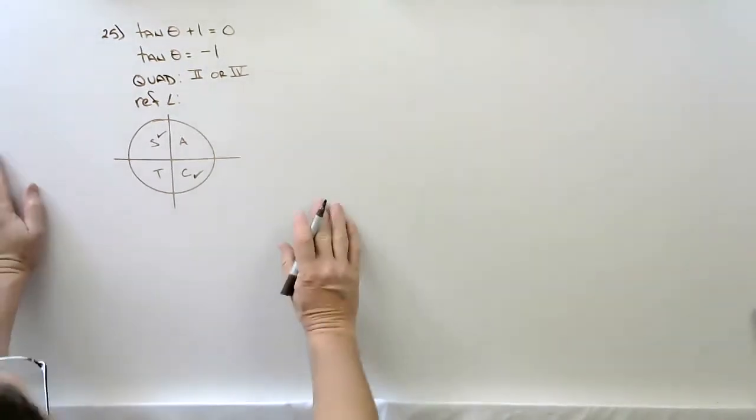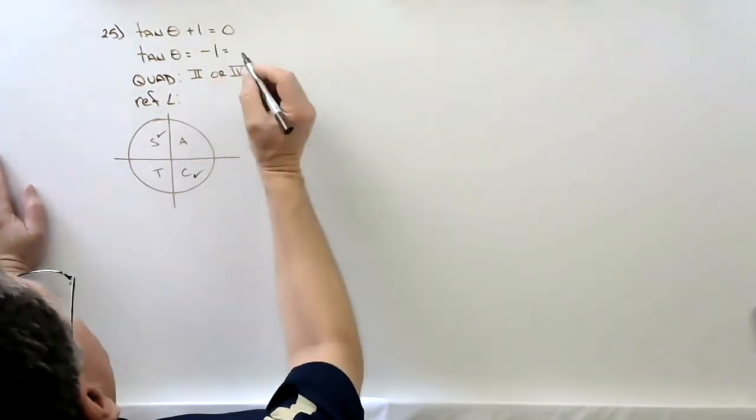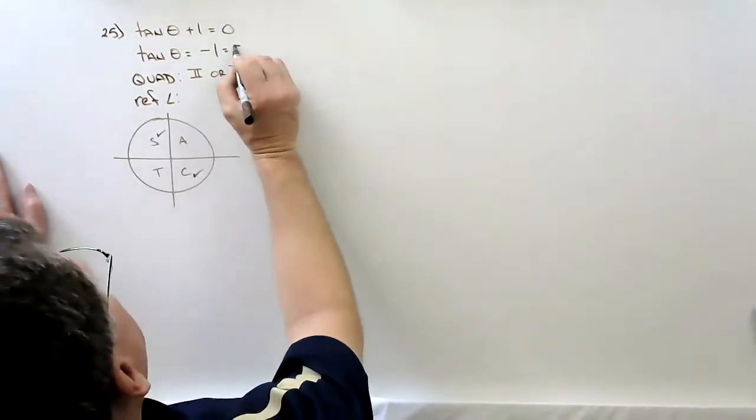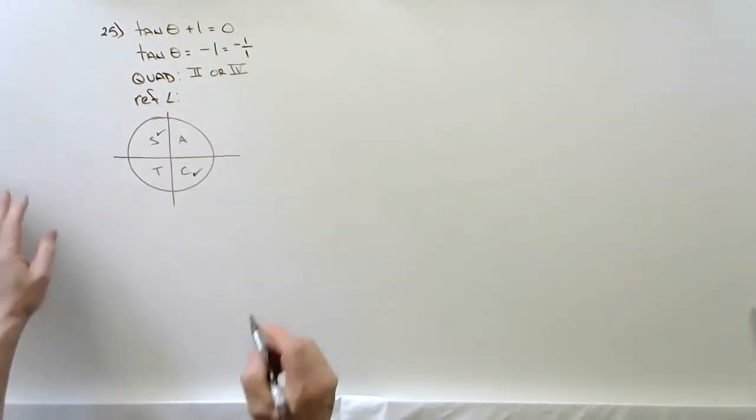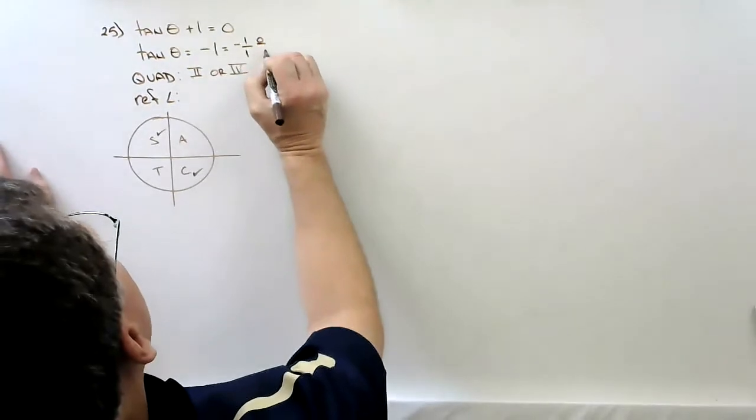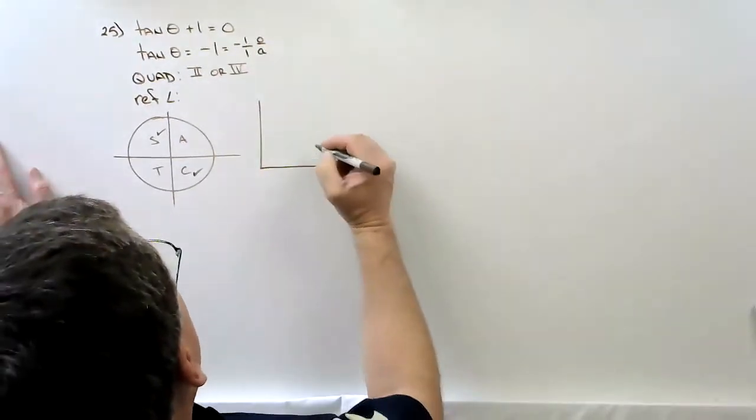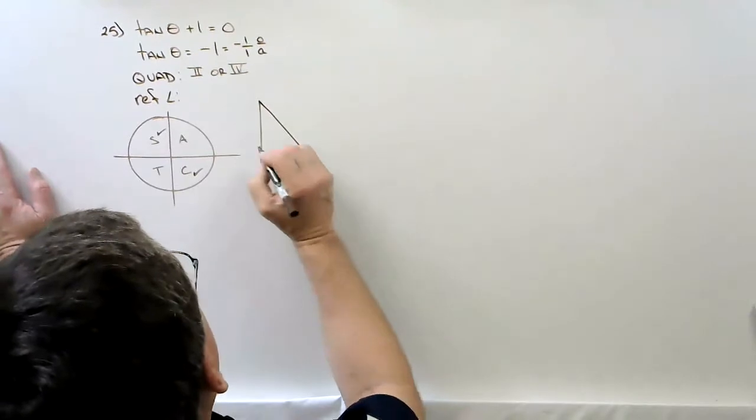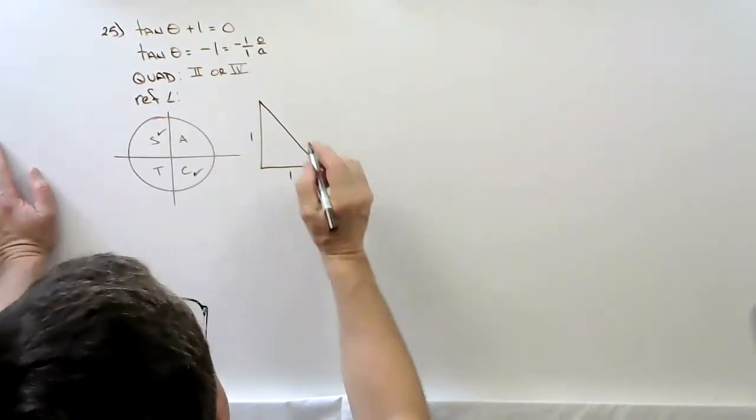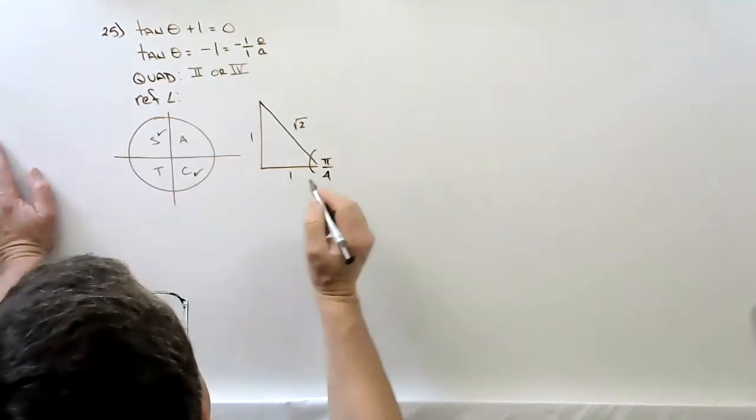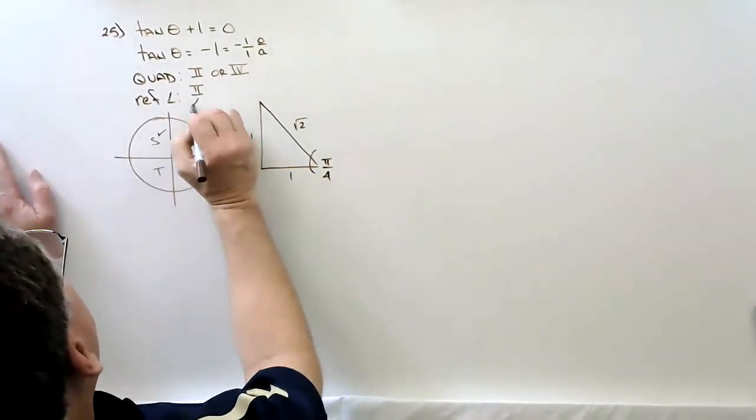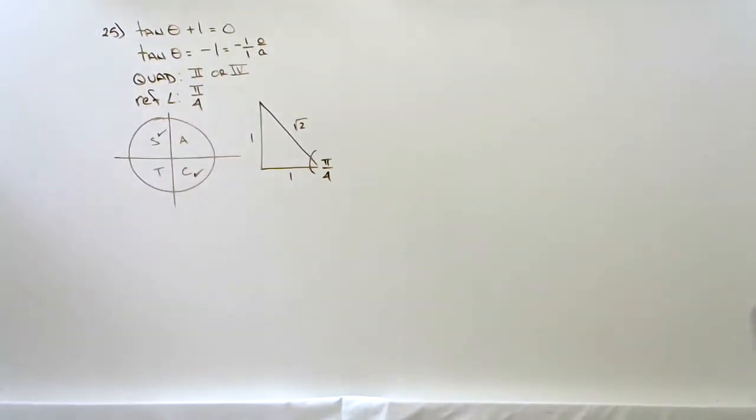All right, so those are our quadrants, 2 or 4. And now we need our reference angle. Now, this is one of those problems where they give us one number, but we have to remember that it's really a ratio, trig ratios. So we need a triangle. Tangent is opposite over adjacent. So I need a triangle with a 1 for my opposite and a 1 for my adjacent. Of course, that's my 45, 45, 90. So my reference angle is going to be pi over 4.